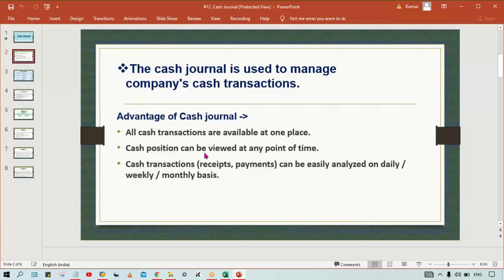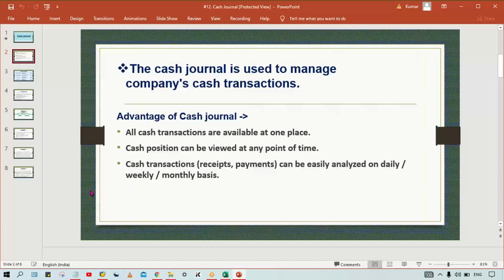Let's suppose once the amount in their hand is only 2,000, then what is happening? Once again, they are going to withdraw the amount, right? So the cash position also can be viewed. How it is going to be viewed, guys, I'll show you practically so that you can understand. Now, cash transactions, receipts and payments can be easily analyzed on a daily, weekly and monthly basis. That is also something you can check once we see the report. Easily you can see.